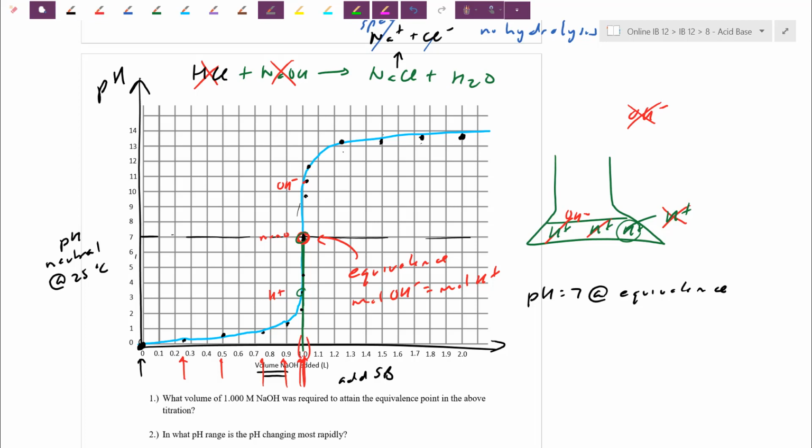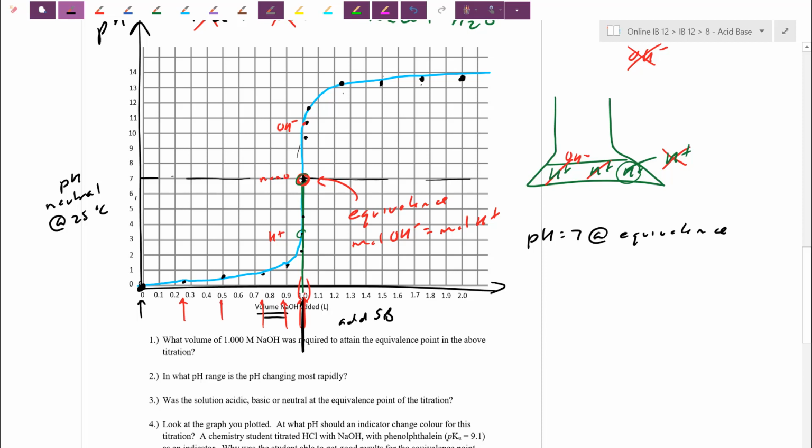This volume here is given a very special name. We're going to call this VB. So this is the volume to reach equivalence. Again, it's not always going to be 1 liter. That was just for convenience for you here. But if I plot out a titration curve, you should be able to identify for me VB.